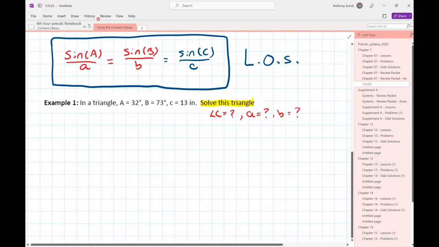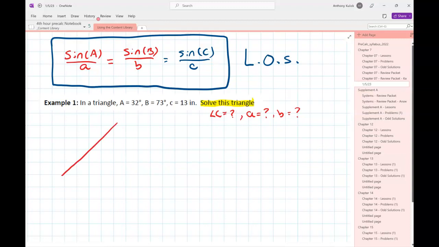So far, so good. I'm going to start by just drawing a picture of my situation. And I'm going to add in the values that I'm given.